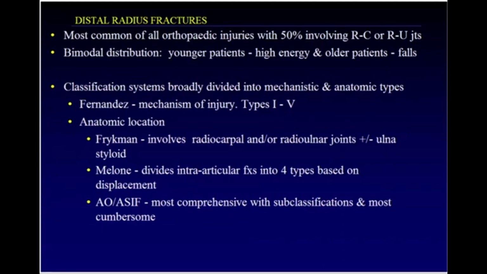There are multiple different classification schemes for distal radius fractures that classify these studies on either mechanistic or anatomic locations. The Fernandez classification scheme is based on the mechanism of injury. The Frykman classification scheme involves whether there's radiocarpal and/or radioulnar joint involvement. The Melone classification scheme divides the intra-articular fractures into 4 types. And then, of course, there's the very comprehensive yet cumbersome AO classification system for these fractures.